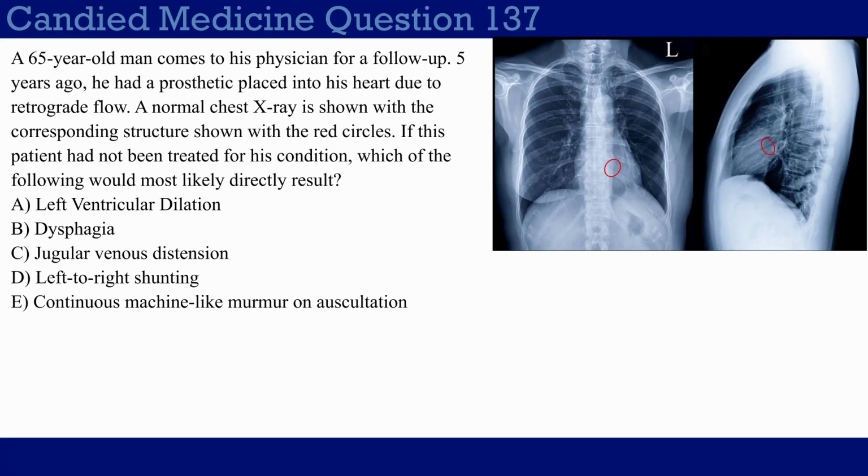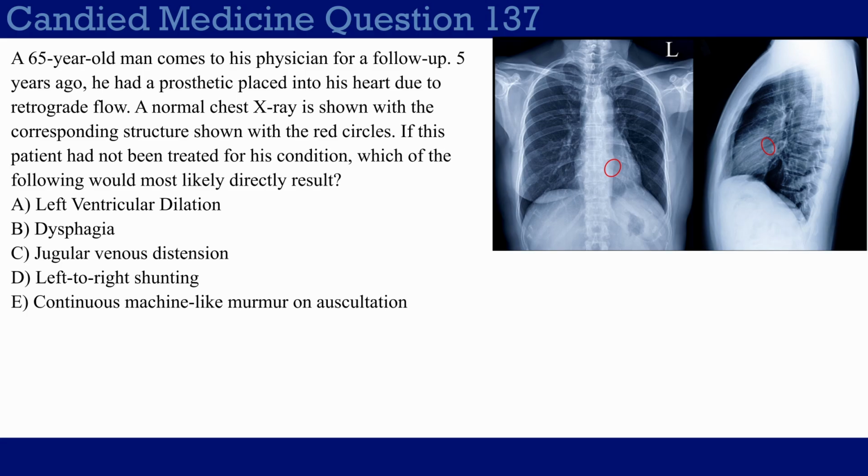A 65-year-old man comes to his physician for a follow-up. 5 years ago, he had a prosthetic placed into his heart due to retrograde flow. A normal chest x-ray is shown with the corresponding structure shown with the red circles. If this patient had not been treated for his condition, which of the following would most likely directly result?